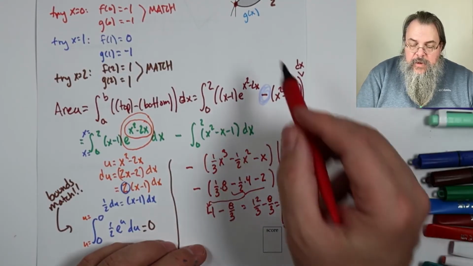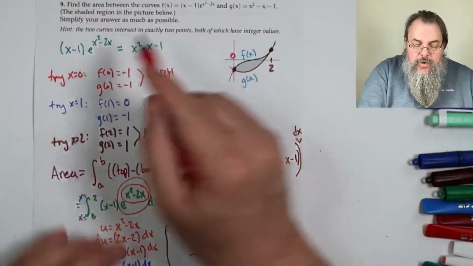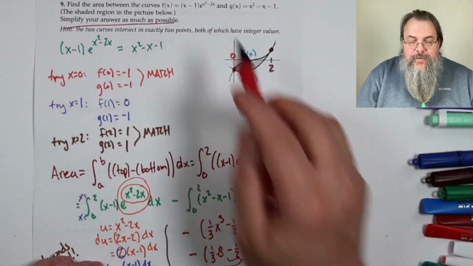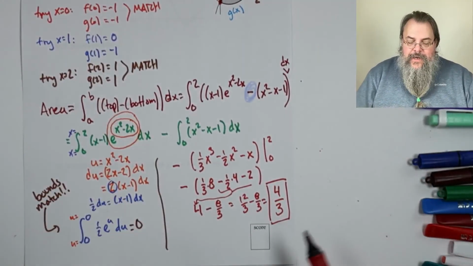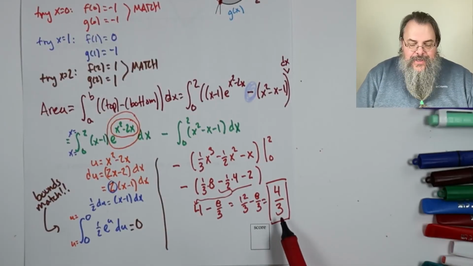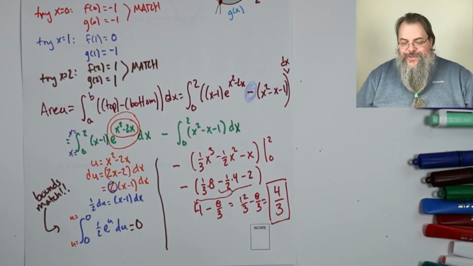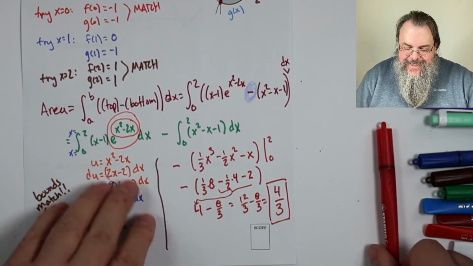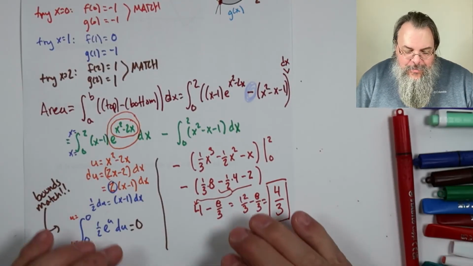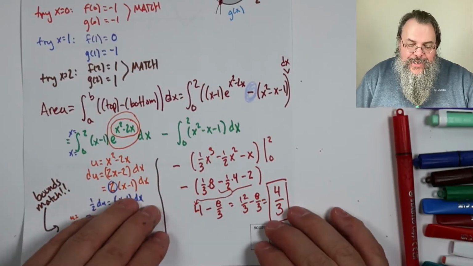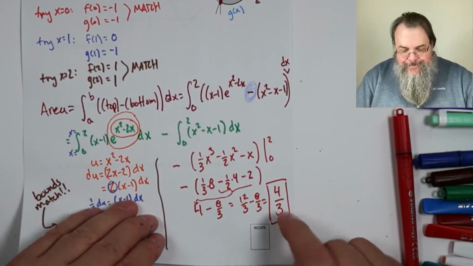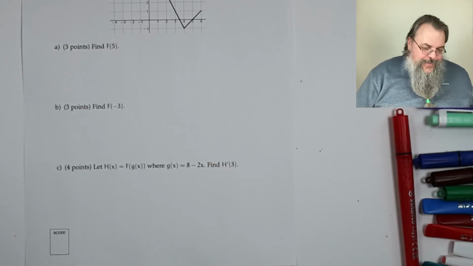4/3. And remember, we were told, simplify your answer as much as possible. I don't think we can do simpler than 4/3. You might say, what about the 0? Well, 0 plus 4/3 is still 4/3. Whew. I can tell this one was a workout because we almost filled the whole page. But we got the answer. Good for us. Good for us.